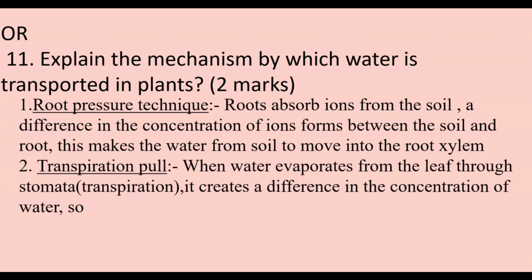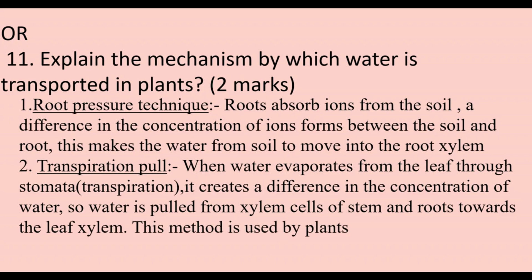Transpiration pull. Transpiration means when the water evaporates from the surface of the leaf through the stomata. So when water evaporates from the leaf through stomata, it creates a difference in the concentration of water, which they call suction. So the water is pulled from the xylem cells of the stem and the roots towards the leaf xylem. This method is used by plants to transport water in taller plants.